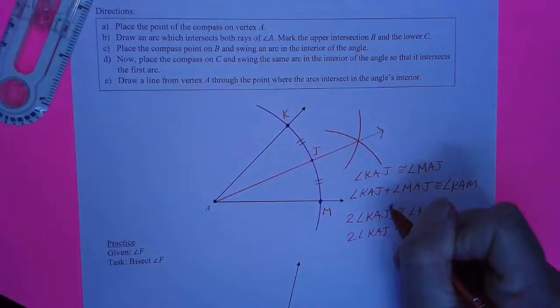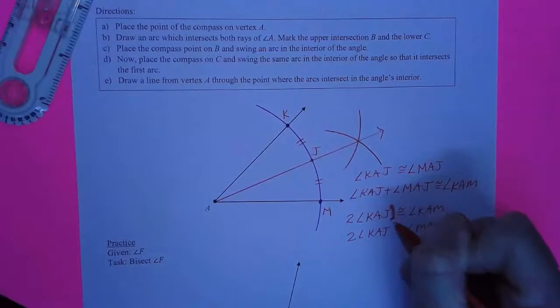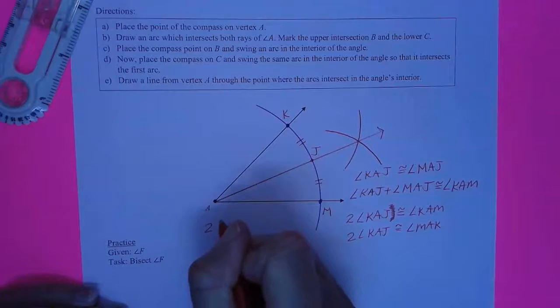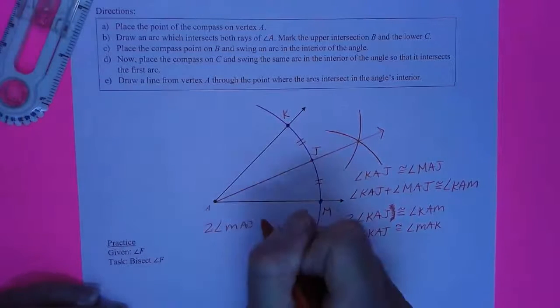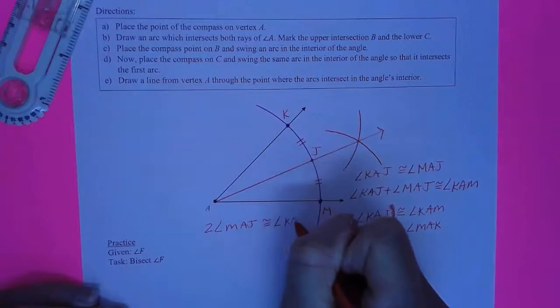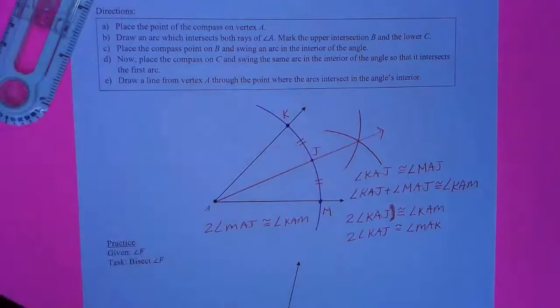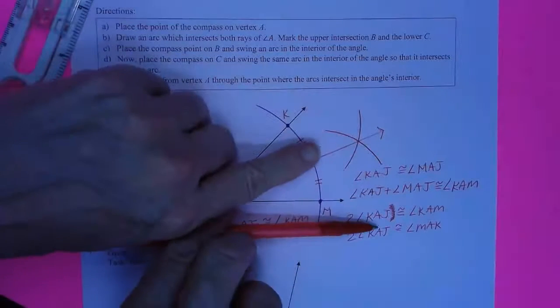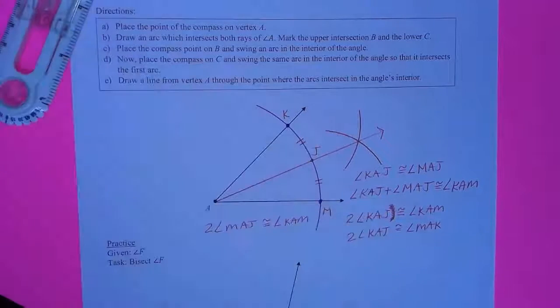I'm not sure what I did right here. I'm going to scribble that out. Looks like an extraneous mark. I could have said 2 angles KAJ congruent to the larger angle KAM. There's many correct ways to write that you have two halves. This angle here is half of the larger angle. This angle here is half of the larger angle, the whole larger angle.